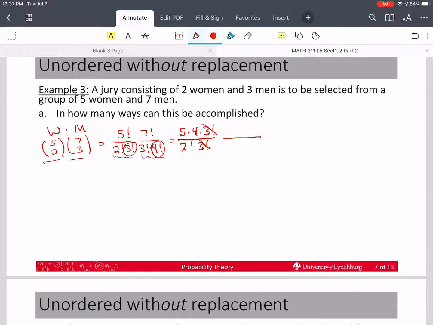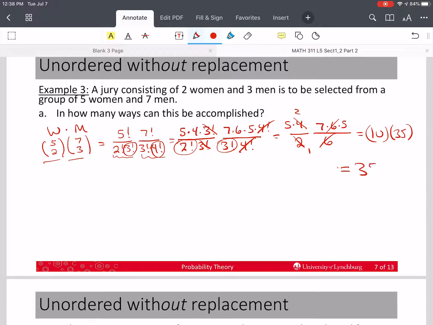I'm going to do the same thing with this fraction. 4 factorial is the largest on the bottom. So I'm going to write 7 times 6 times 5 times 4 factorial. Cancel out the 4 factorial. And then I look at the 2 factorial, and that's 2 times 1, so that's 2. And then I have 5 times 4. And then here I look and I see that I have a 3 factorial left, and that's 3 times 2 times 1, which is 6. And then I have 7 times 6 times 5, and so I can cancel out a 6 here. I can divide 2 into 4, and I get 10 times 35, which is equal to 350.